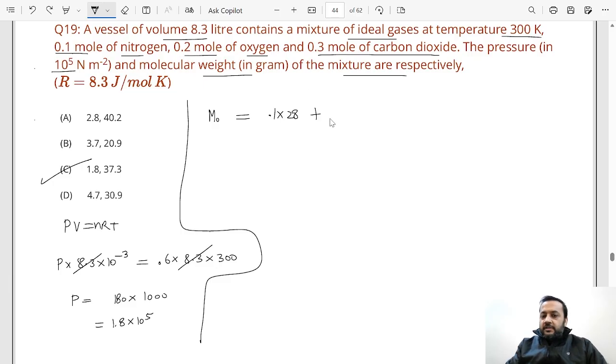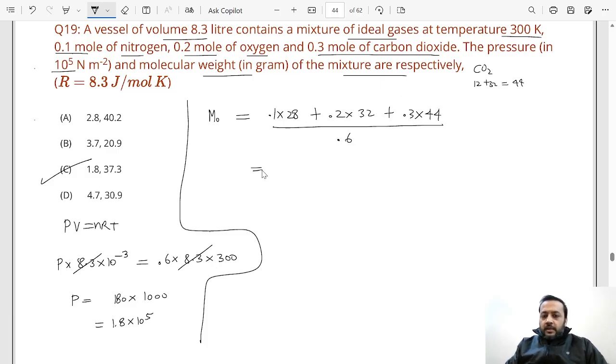Then 0.2 mole of oxygen. That means 0.2 into 32. 32 is, in the grams I'm talking about, in the grams, this is the molar weight of oxygen. And for carbon dioxide, molar weight is 44. CO2, C is 12 and oxygen is 32 for O2. That means this will be 44. So 0.3 into 44. All right, this is the total mass of the gas present, and divide by the total moles.